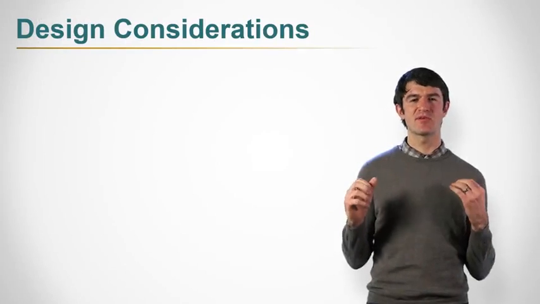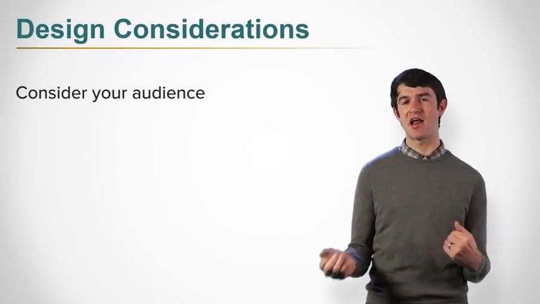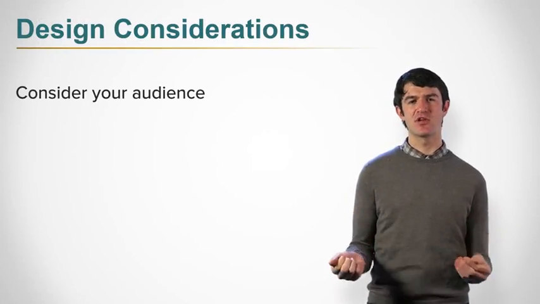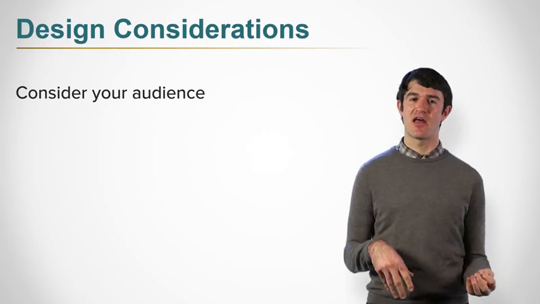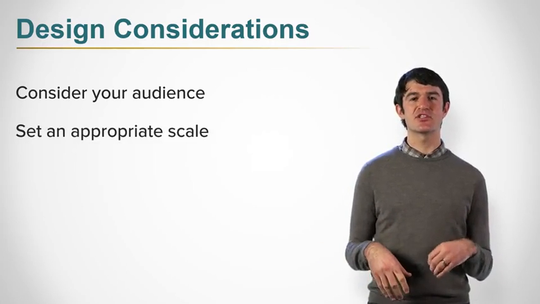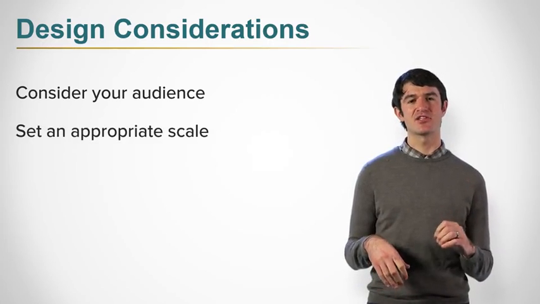One way to keep your purpose in mind is to always consider who your audience is. By imagining your viewer, you can make sure that you include things that are important to that viewer and leave out the things that are not. Another way to do this is to make sure that you set an appropriate scale that illustrates the phenomenon you're trying to show.